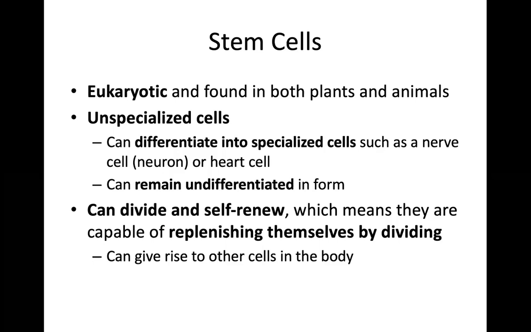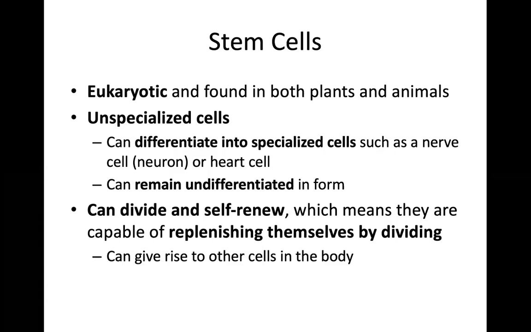They can change into different types of cells. That's right. Okay. So stem cells used to be a hot topic years ago because of all the research that they were doing with stem cells. They are eukaryotic, which means what? Nucleus, right? And they are found in both plants and animals.